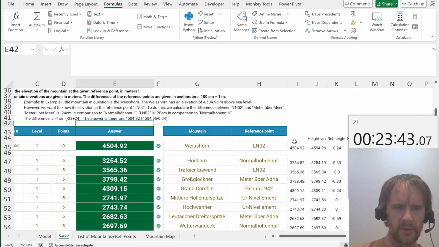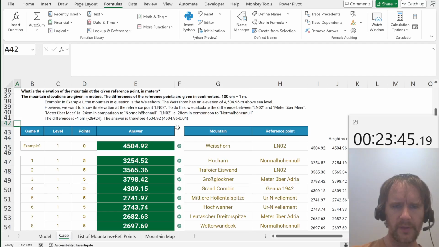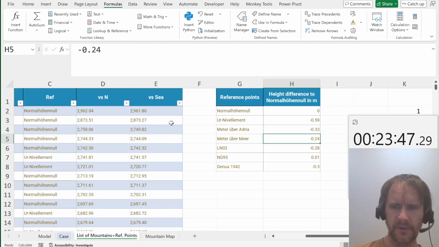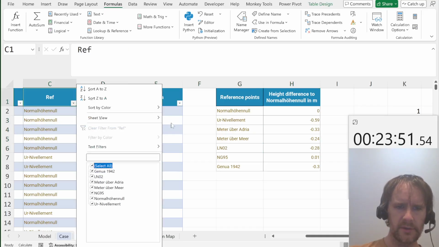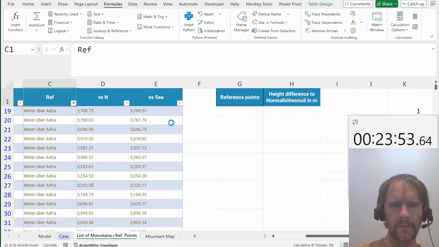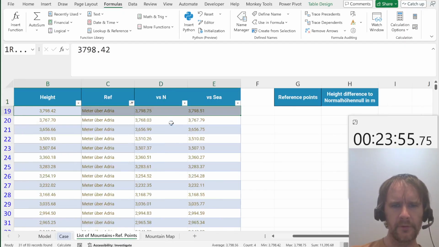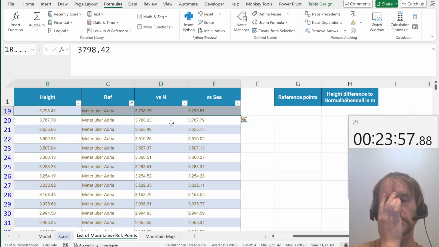Okay, the example here, level 1 example. It reduced by 4 centimeters because this was 4 centimeters further down. So these should reduce by 9 centimeters. So let's see if that is in fact what happens. 42, no. What the hell?